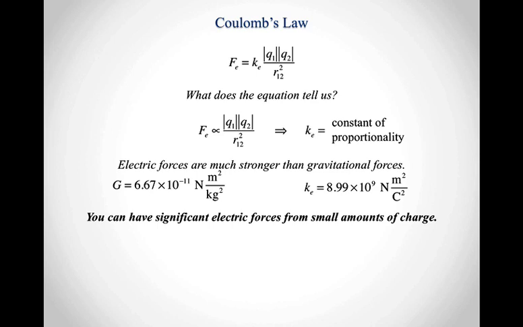Now, the other thing to notice, of course, is that big G is some number times 10 to the negative 11th. Ke is some number times 10 to the 9, which means that Coulomb's constant is, roughly speaking, 10 to the power of 20 times larger than the universal gravitational constant. This means that you can have significant electrical forces even if you don't have very large amounts of charge.